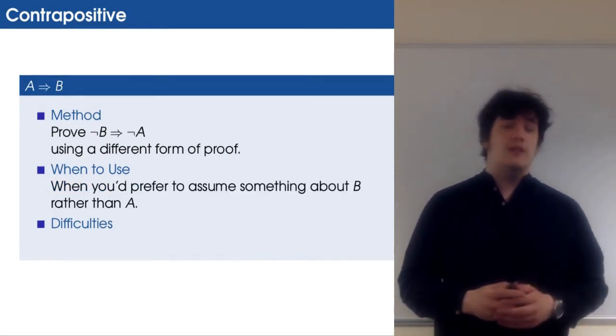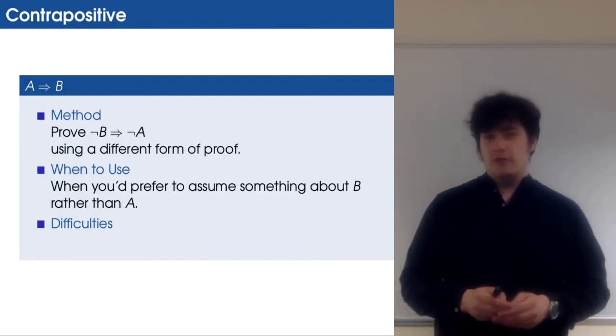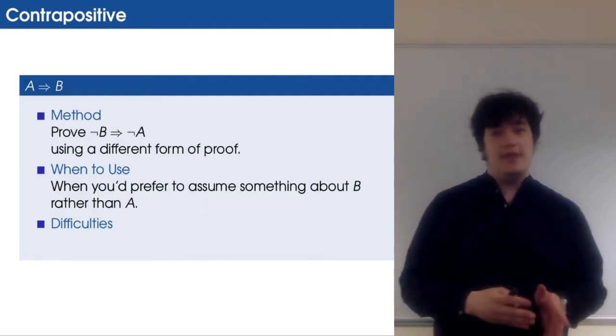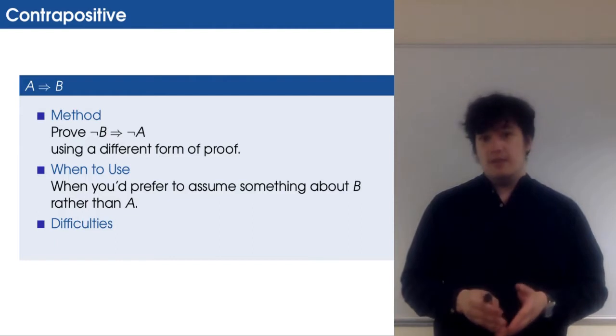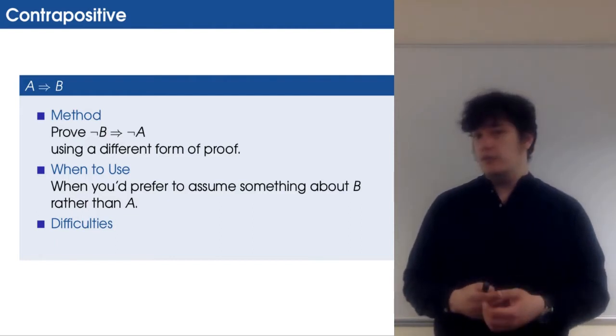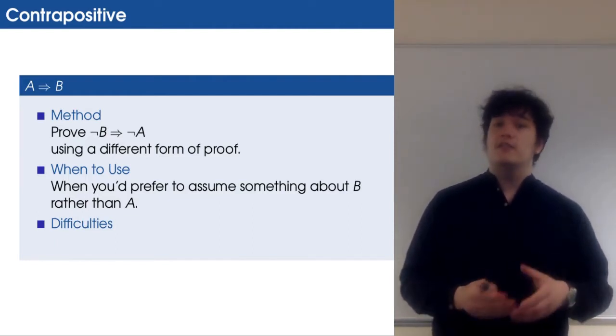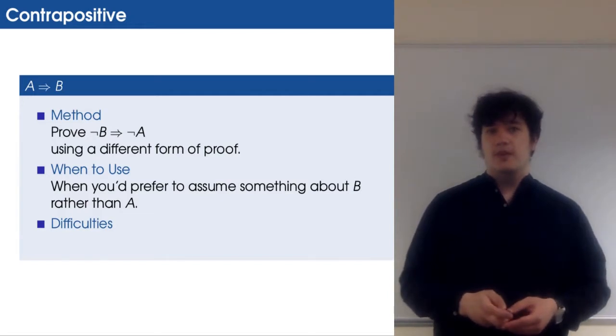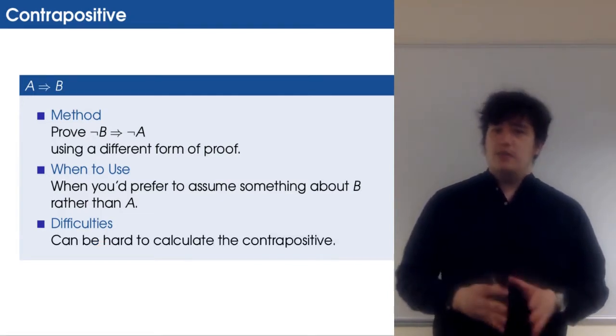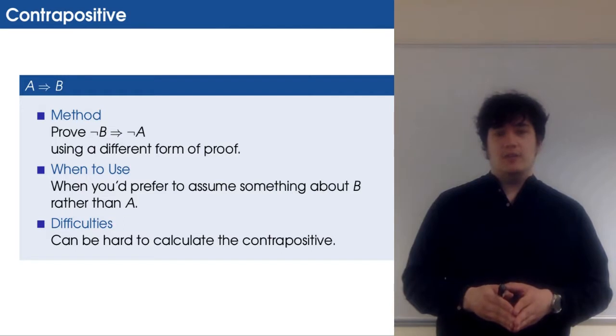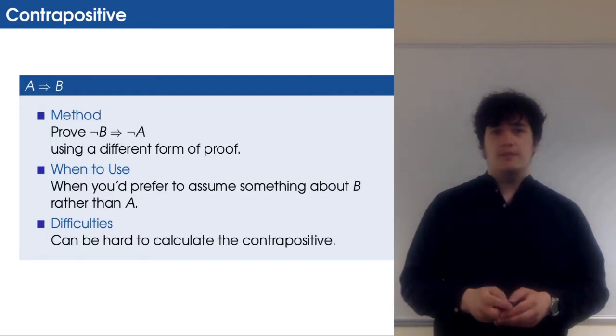You want to use this type of proof whenever you'd rather assume something about B than something about A. Say, B contains some complicated object that you'd rather assume about rather than deduce something about. It can be tricky to accurately calculate the contrapositive, surprisingly so sometimes.